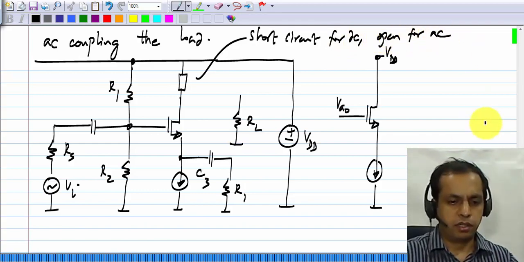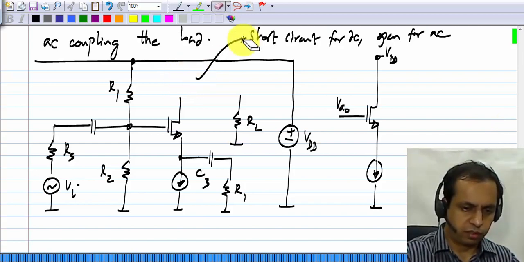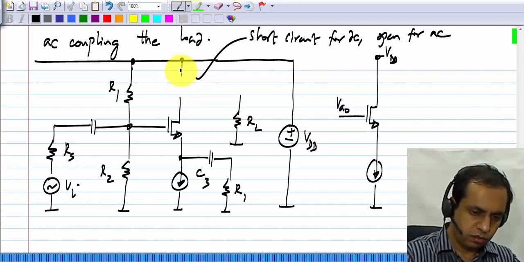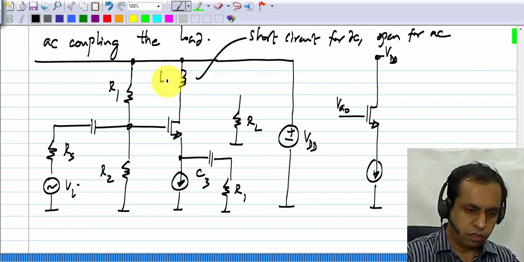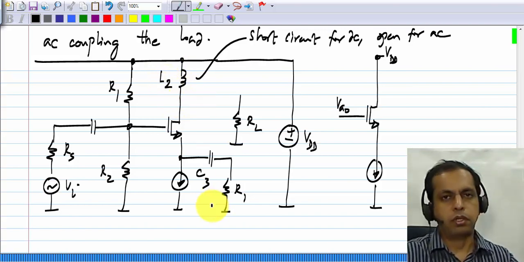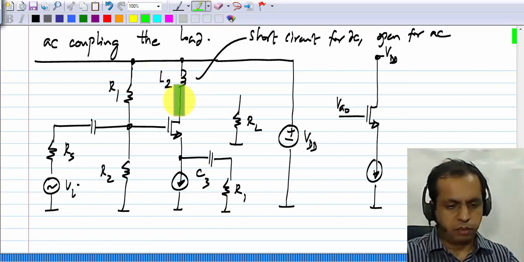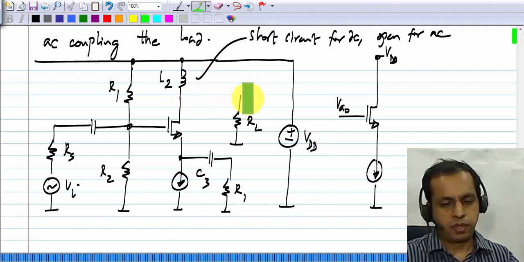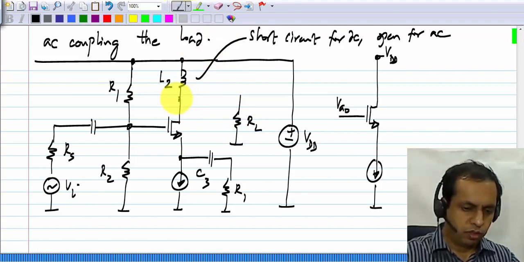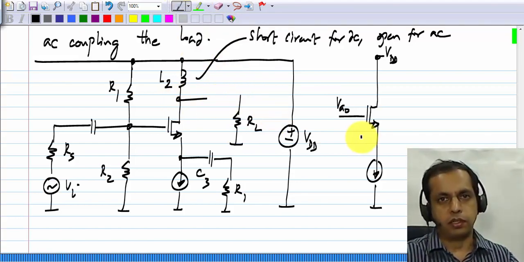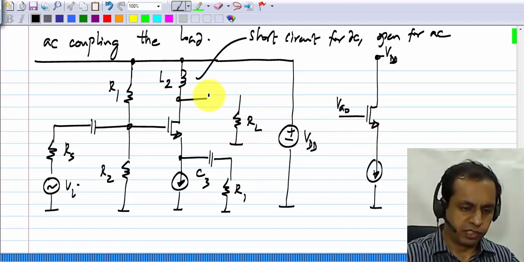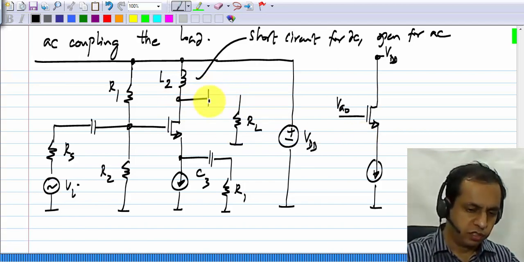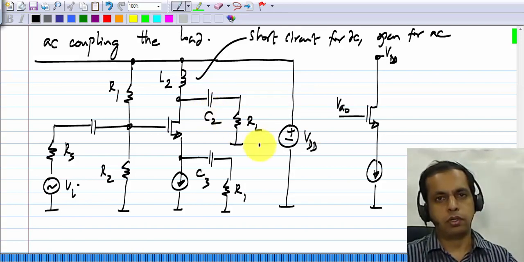And what is such an element? The obvious choice is the inductor. Okay, I'll call it L2. And this drain must get connected to the load only for AC. Okay, it should not get connected for DC. So we need an open circuit for DC. So we use the familiar coupling capacitor C2. Okay.